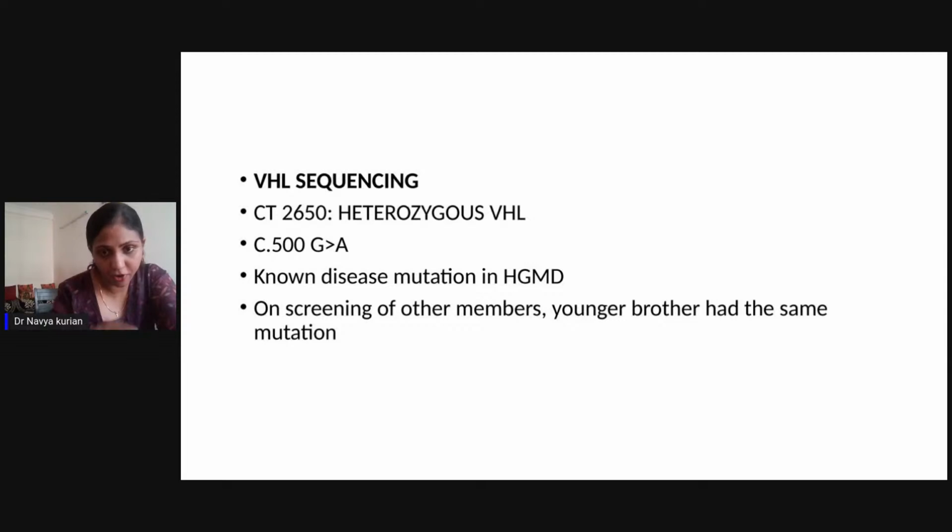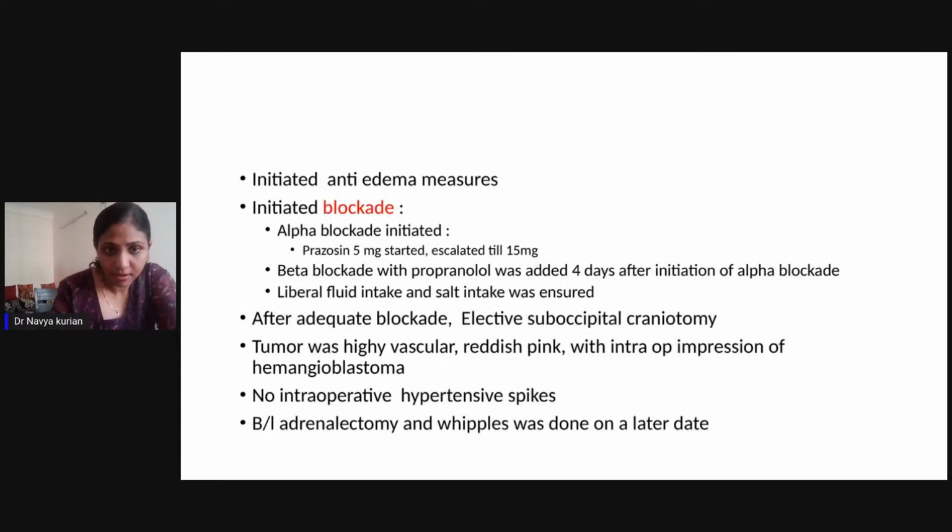Since she had a triad of bilateral phaeochromocytoma, cerebellar hemangioblastoma, and pancreatic neuroendocrine tumor, and elevated normetanephrines, a von Hippel-Lindau gene sequencing was done, which came positive. On screening of other members, a younger brother also had the same mutation. So she was initiated on anti-edema measures and she was initiated on alpha blockade. Initially, she was started with prazosin 5 mg, which was escalated till 15 mg.